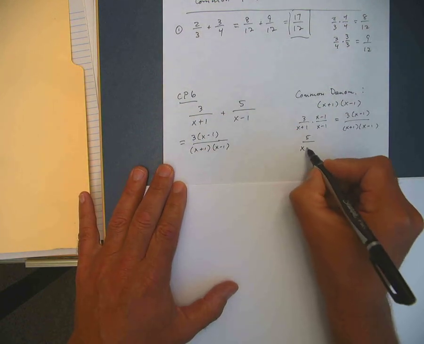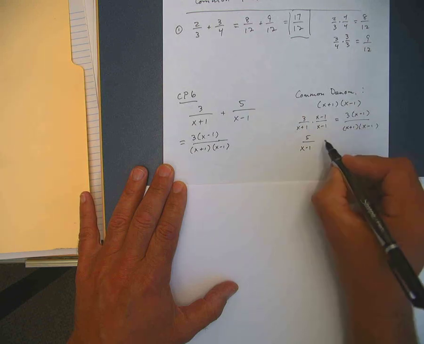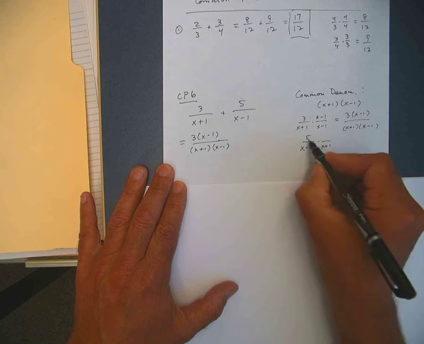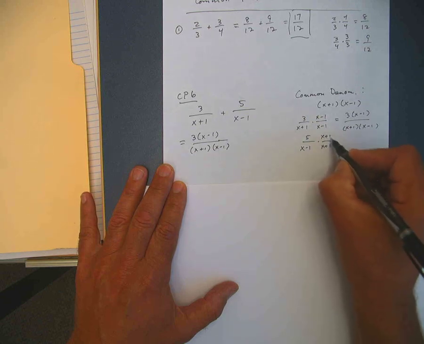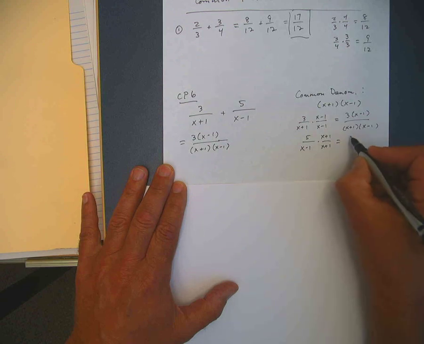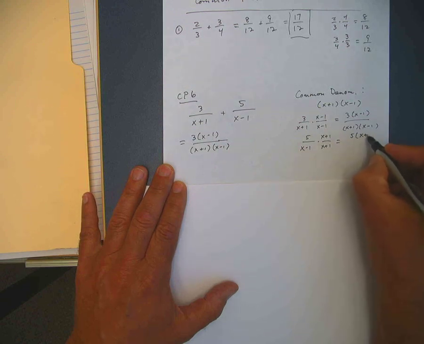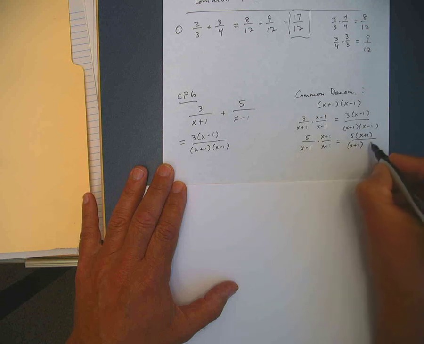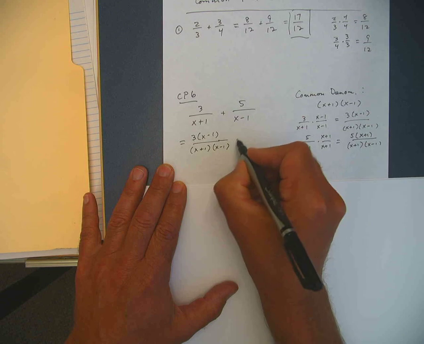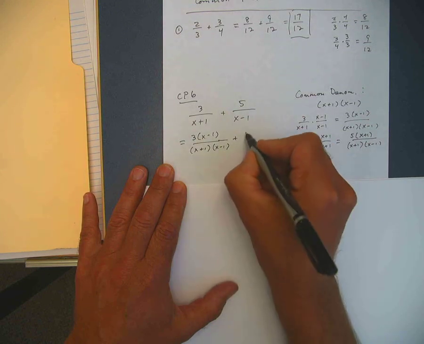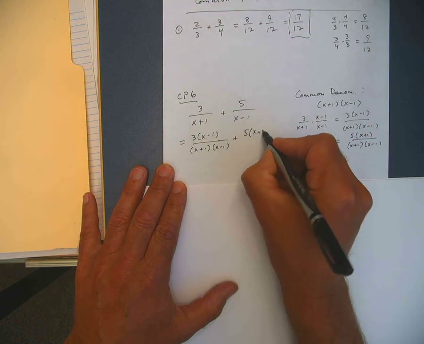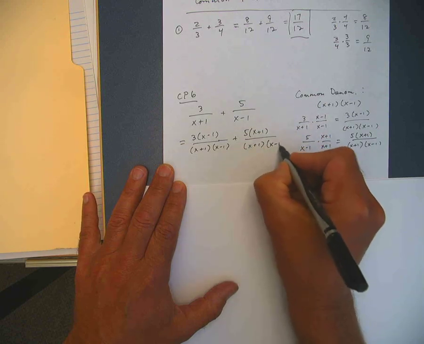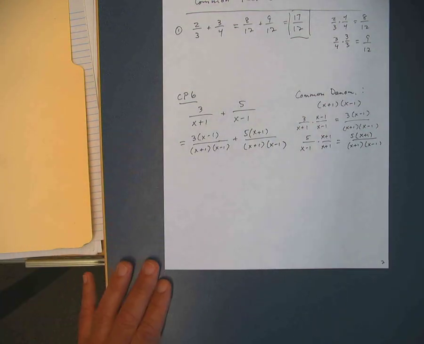Let's take this fraction, 5 over x minus 1. Again, I want to end up with this denominator, so I'm going to have to multiply this denominator by x plus 1 in this case. And then to keep it the same value, I'll have to multiply the numerator by that. And what I end up with is 5 times x plus 1 in the numerator, and the denominator I'll have the same denominator, x plus 1 times x minus 1. So let's rewrite the second fraction like that. We have 5 times x plus 1 over x plus 1 times x minus 1. Okay, now we have the same denominator.